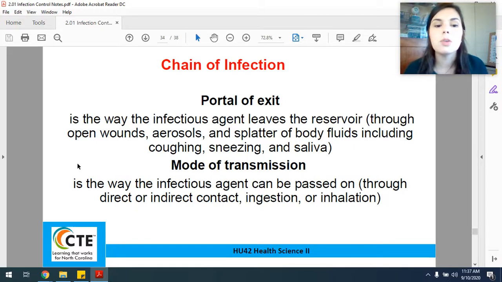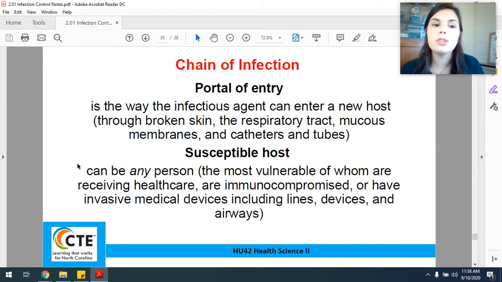And the mode of transmission is the way that the infectious agent can be passed on. This can be either through direct or indirect contact, ingestion, or inhalation, breathing in something. The portal of entry is the way that the infectious agent enters a new host. This could be through broken skin, like a cut or a scrape, the respiratory tract, something that you breathe in, mucous membranes, catheters, and tubes, etc. And a susceptible host could be any person, the most vulnerable of whom are receiving healthcare, are either immunocompromised or have invasive medical devices, including PICC lines or airway attachments that they use.